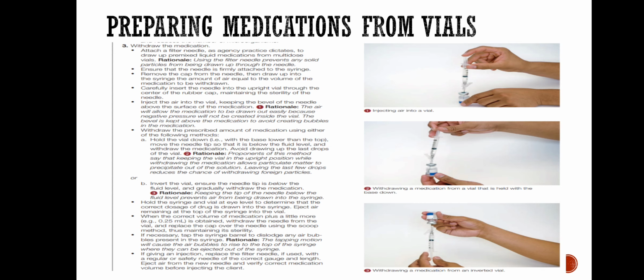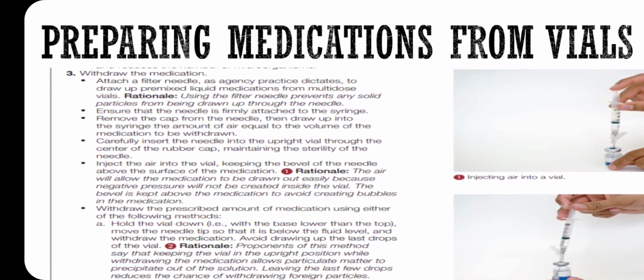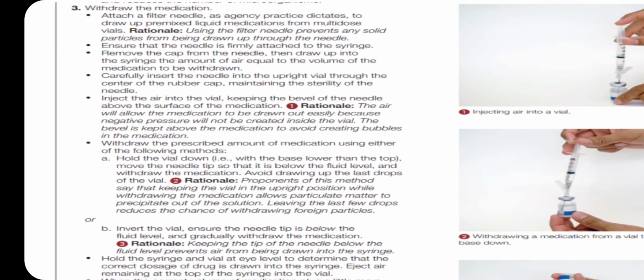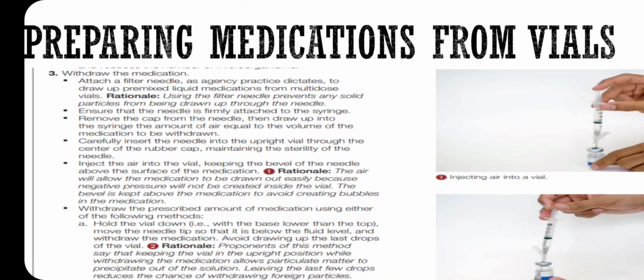Okay, so I hope the video that was shown to you was very clear, no? And how to prepare medications from a vial. So, again, if you withdraw the medication, you need to attach a filter needle as agency practice dictates to draw up pre-mixed liquid medication from multi-dose vials. Okay? And then, this is the proper way: ensure the needle is firmly attached to the syringe.